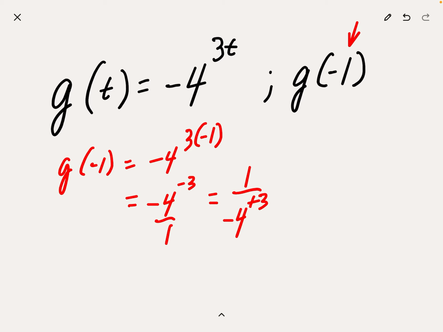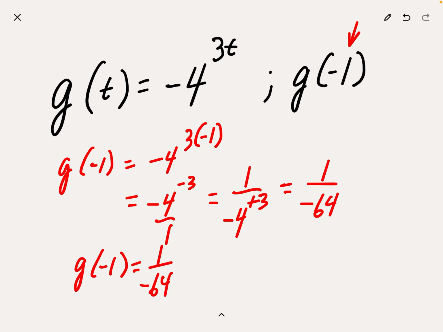A negative 4 times a negative 4 is going to be 16, and 16 times a negative 4 is going to be a negative 64. So a negative 4 to the third power is a negative 64. That's our answer: g of a negative 1 is equal to 1 over a negative 64. That's it. Once you substitute in the input, you just have to simplify it until you get down to the most simplified answer.